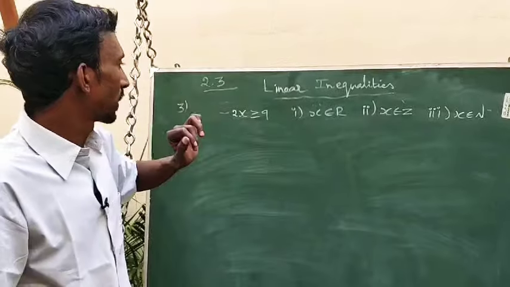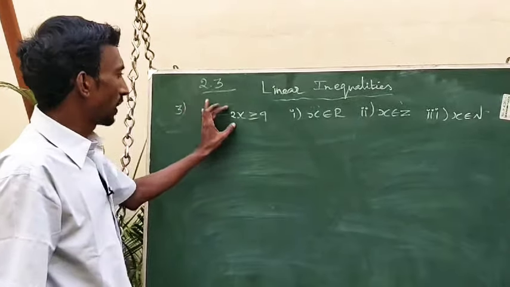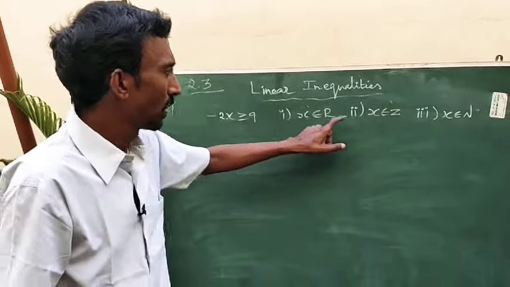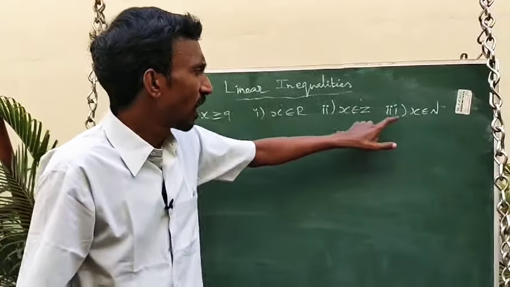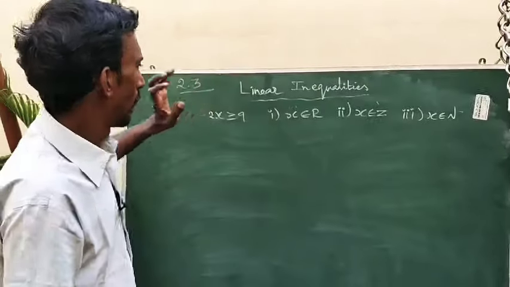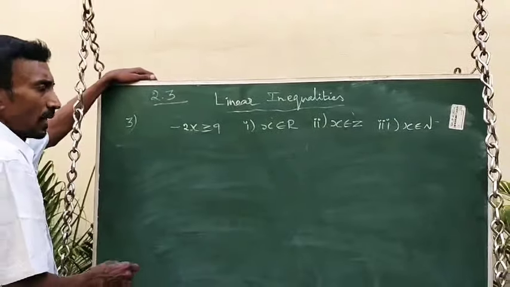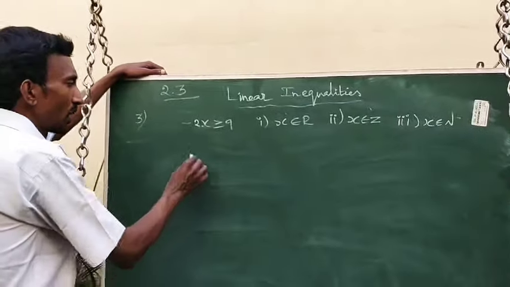In exercise 2.3, the question is: solve minus 2x greater than or equal to 9 when x is a real number, x is an integer, and x is a natural number. So if we multiply by a negative, there is a change in the inequality.